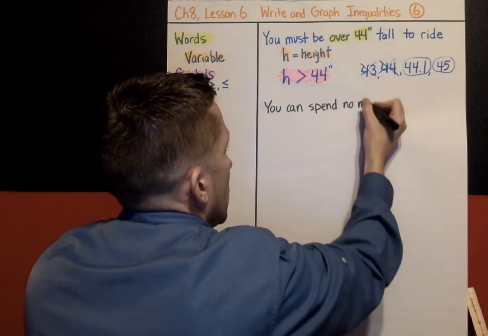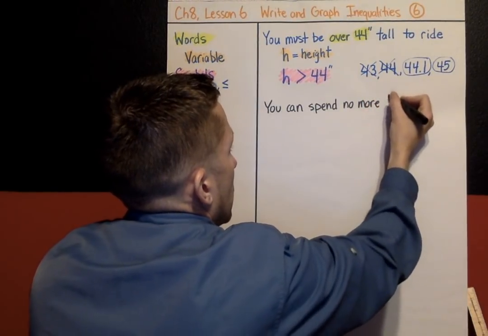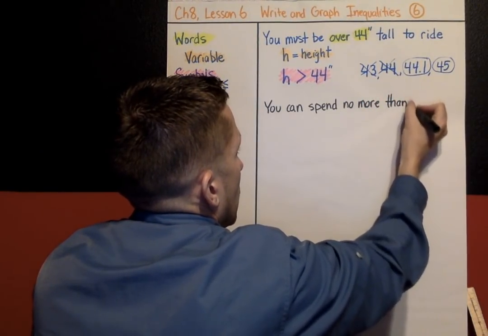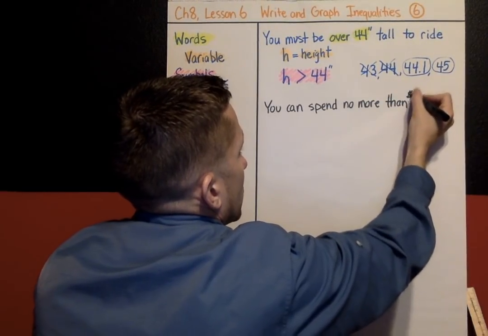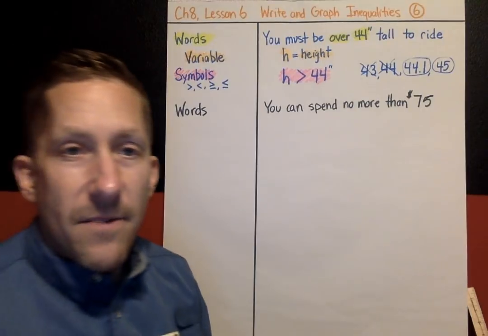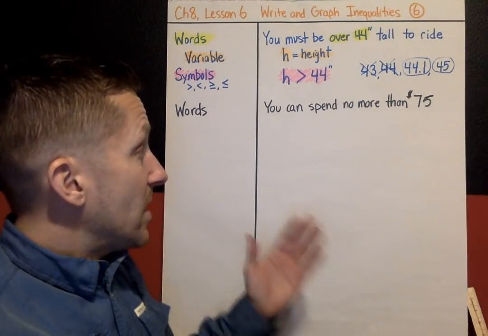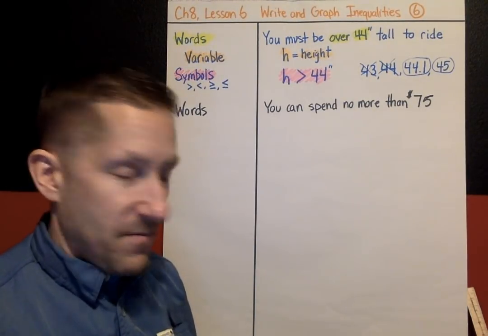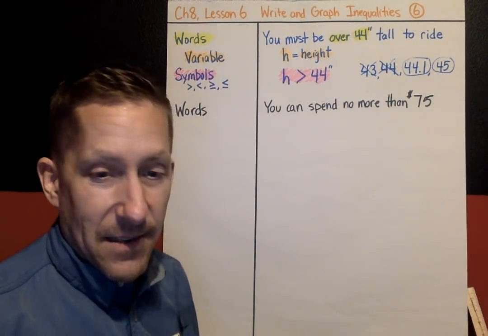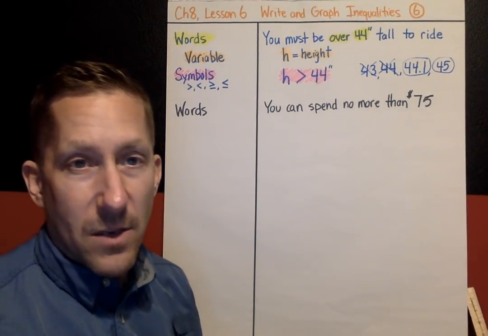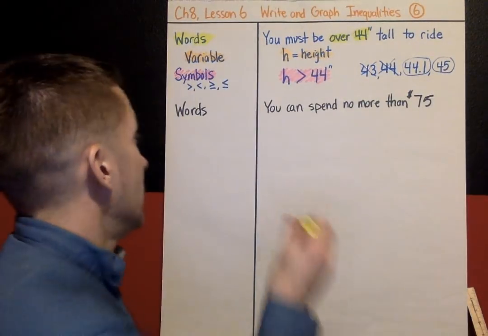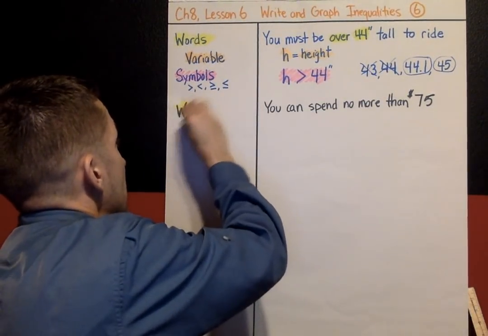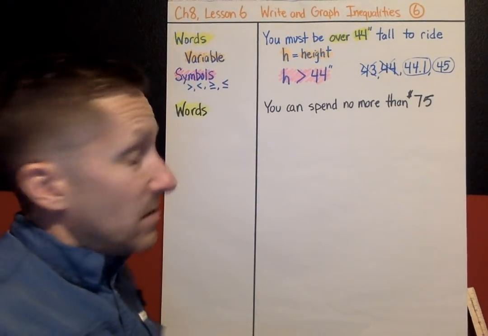no more than $75. That's all you've got. You've got $75 in your pocket. You cannot spend over that. If you try to spend over that, you're going to be sunk. You don't have that amount of money. So there's our words. So we start thinking about our words.